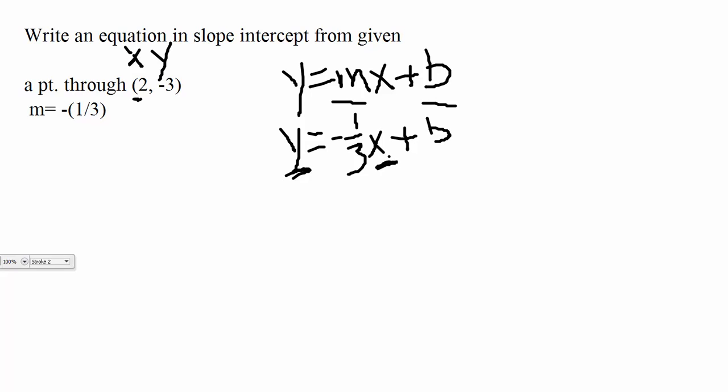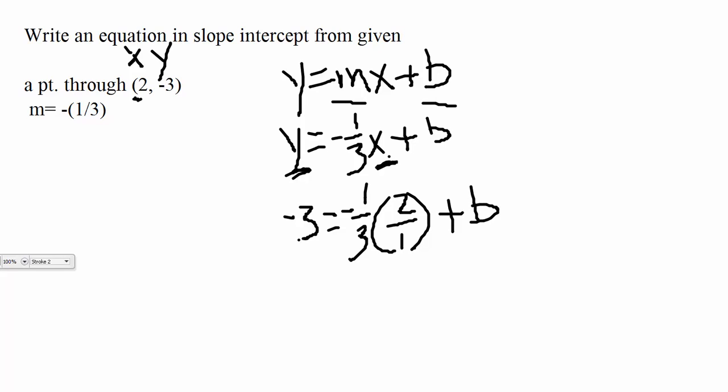So what we can do is actually plug in this point. We can plug in 2 for x and plug in -3 for y. It would look something like this. And what we're doing is plugging in for x and y, and then we're going to simplify this equation and solve for b. That way we can then take what b is and plug it into our equation where we need. So essentially, to find the missing piece.